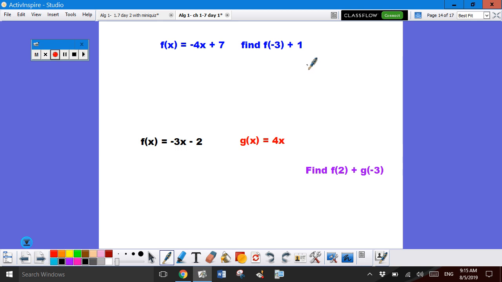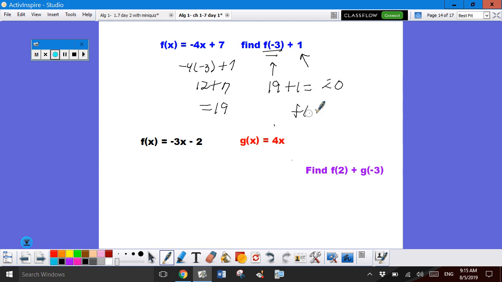This one's interesting. Let us have a plus 1 here. So if I think about what this means, it says find f of negative 3 and then add 1. So that means I have to do this part first and then take my answer and add 1. Okay? So negative 4 times negative 3 plus 7, 12 plus 7, that's going to give me a 19. So that's this part. So 19 plus 1, that answer is 20. So f of negative 3 plus 1 is 20. So anything that's on the outside, you do after you come up with an answer.